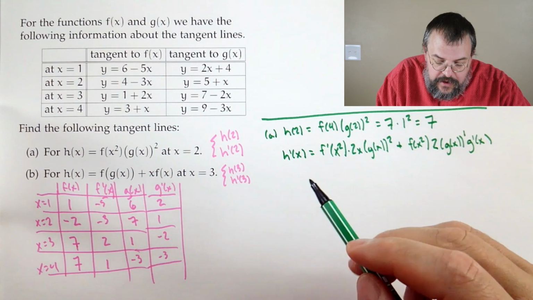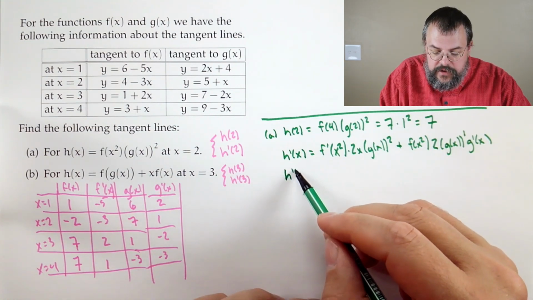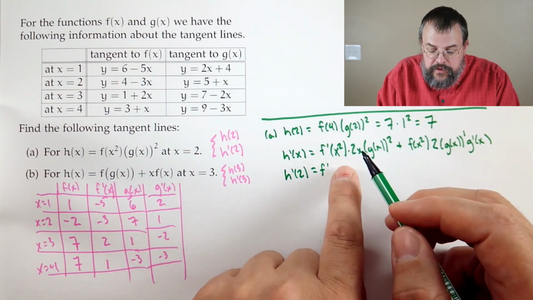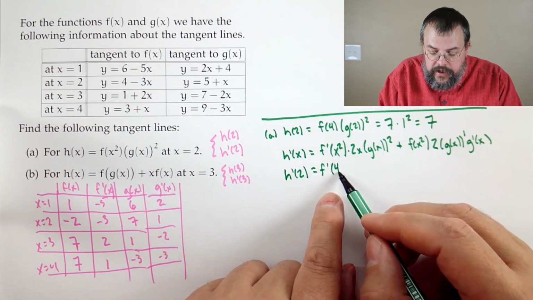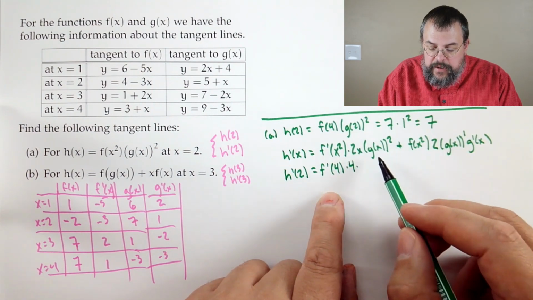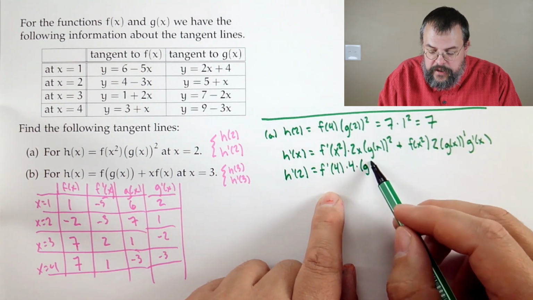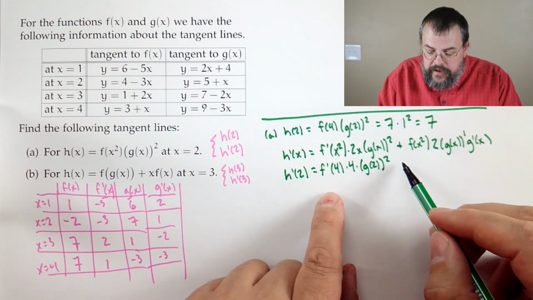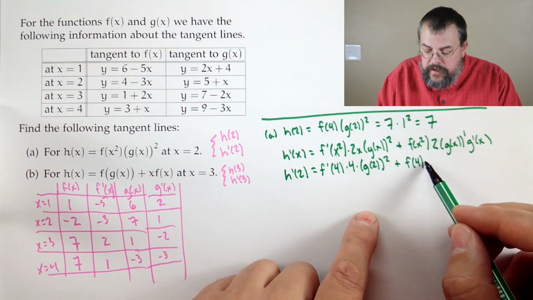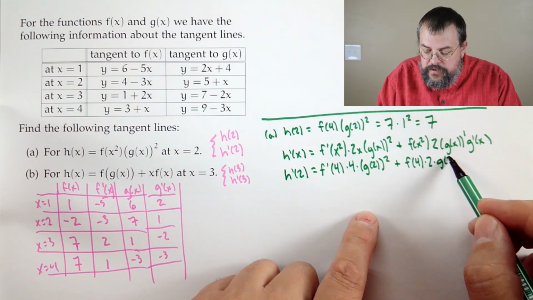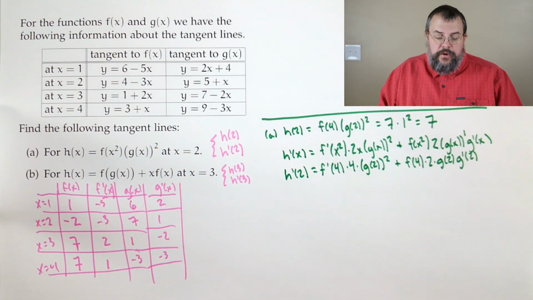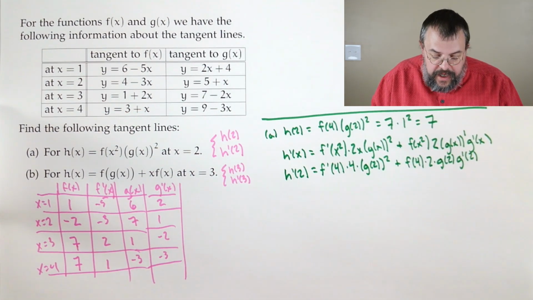So now we plug in 2. So h prime of 2 would be f prime of 2 squared, so that's f prime of 4, then times 2 times 2, which is 4, times g of 2 squared, plus, then we're going to have f of 4 times 2 times g of 2 times g prime of 2. Now we just need to go and read off all these pieces of information.